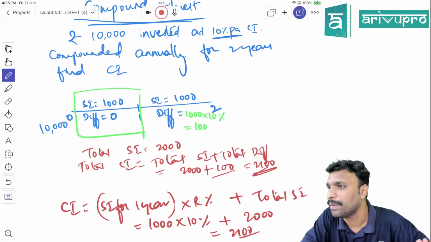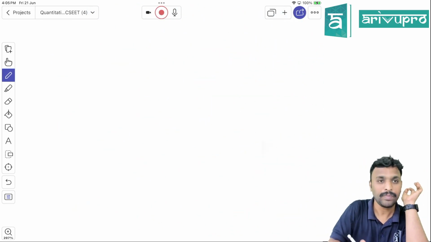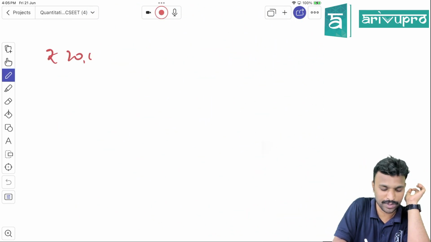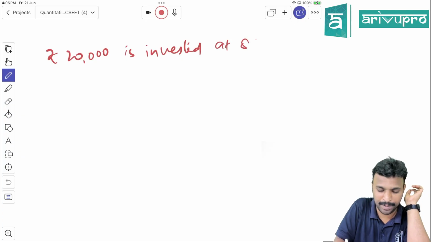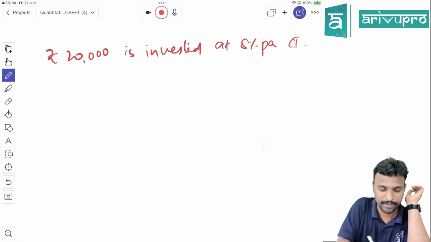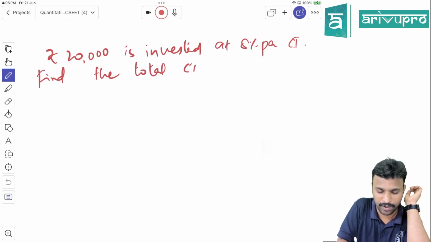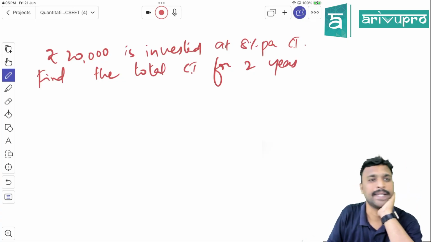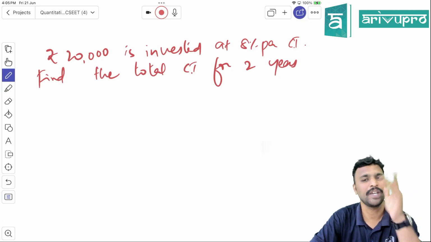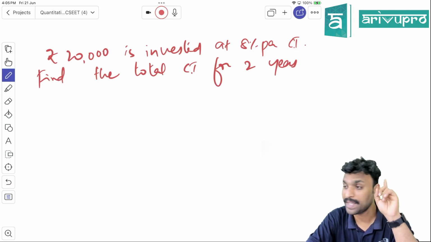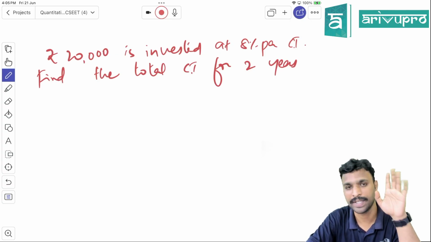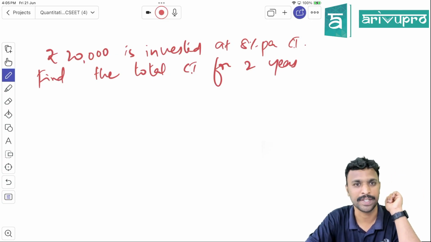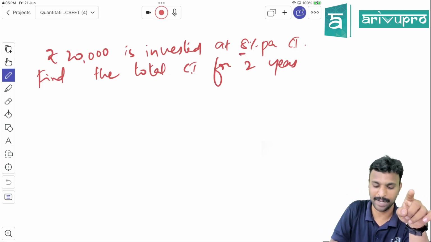Understood? One more. Rupees 20,000 is invested at 8% per annum CI. Find the total CI for 2 years. SI for 2 years is how much? SI for 1 year is how much? 1600. SI for 1 year is 1600. 8% on 1600.